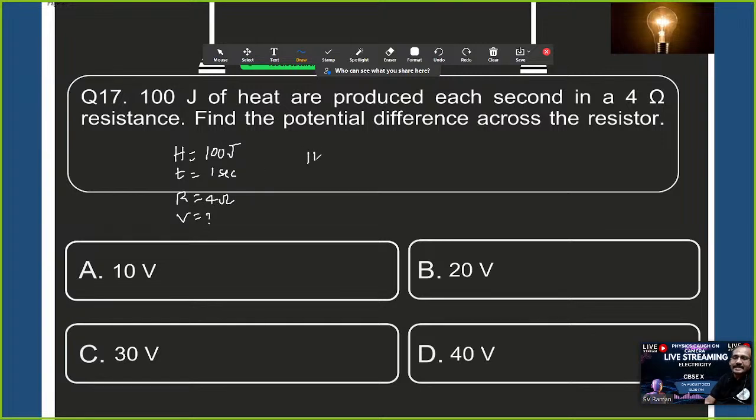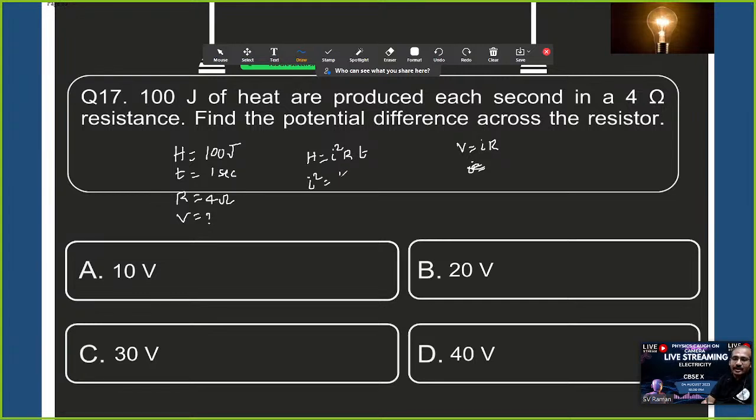As H is equal to I square R into T, we know that. But I value they didn't give. We need I value to find out V over here. They are asking V. As you know that V is equal to I into R. So we know R value, but we don't know I value. So from this given data, calculate I value.